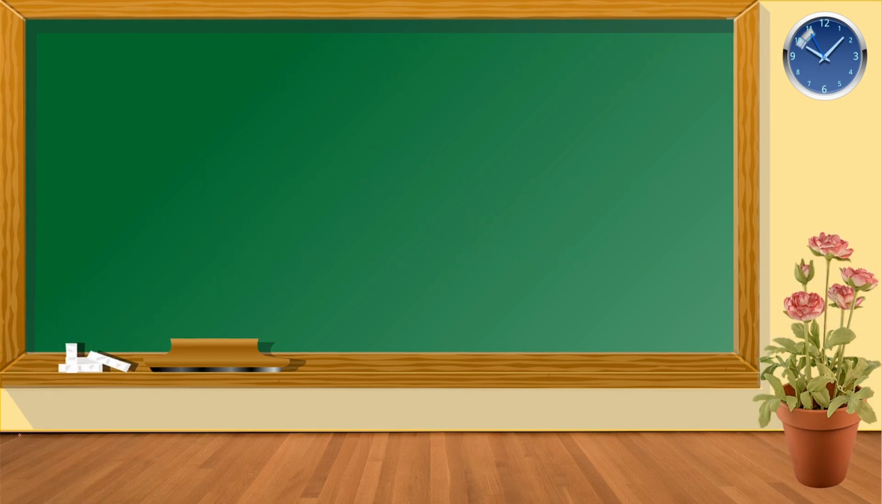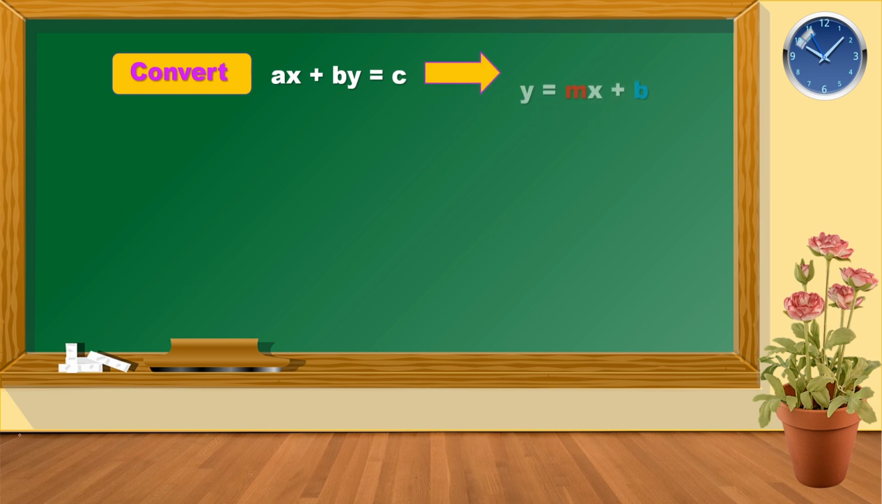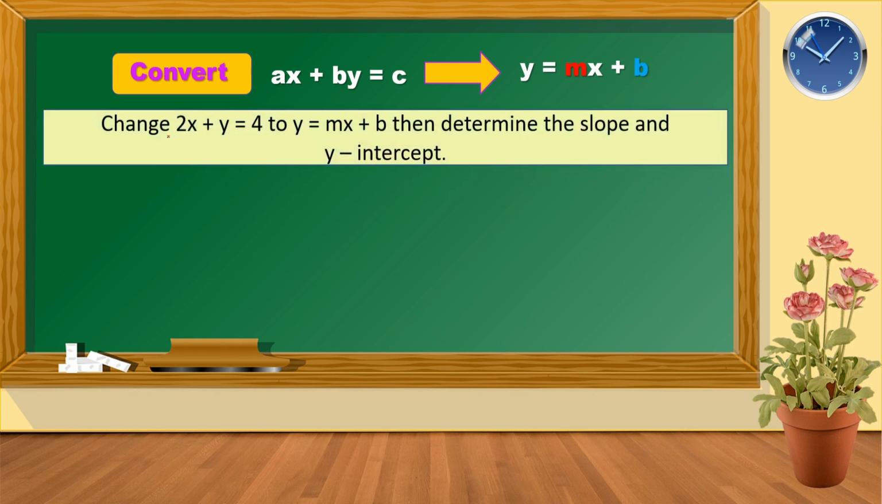Let's have an example. Convert ax plus by equals c into y equals mx plus b. Change 2x plus y equals 4 to y equals mx plus b, then determine the slope and y-intercept. Okay, here is our solution. First is write the given. It's 2x plus y equals 4.